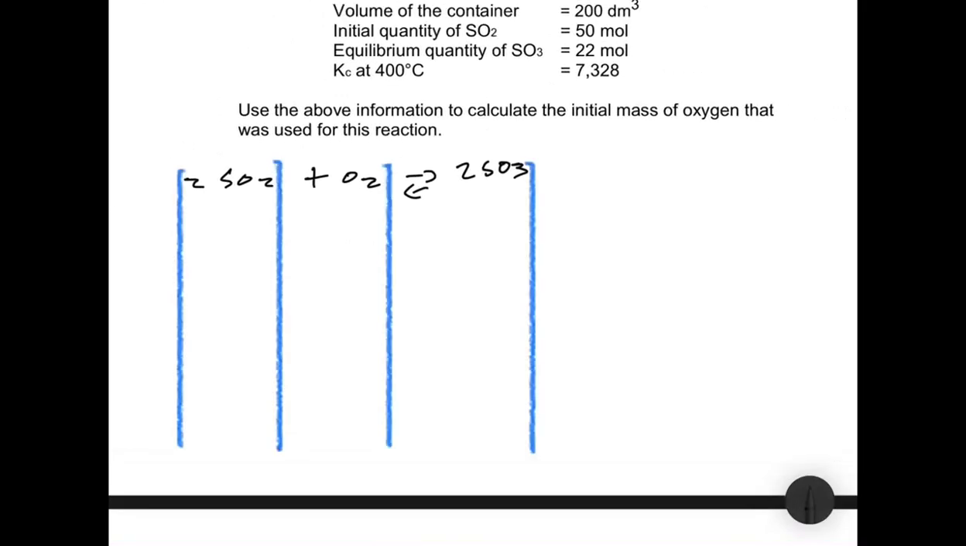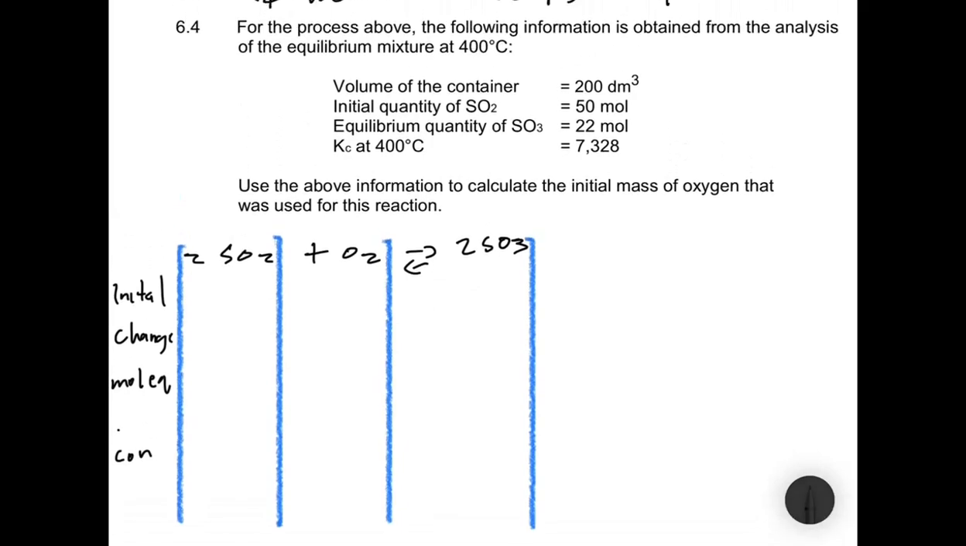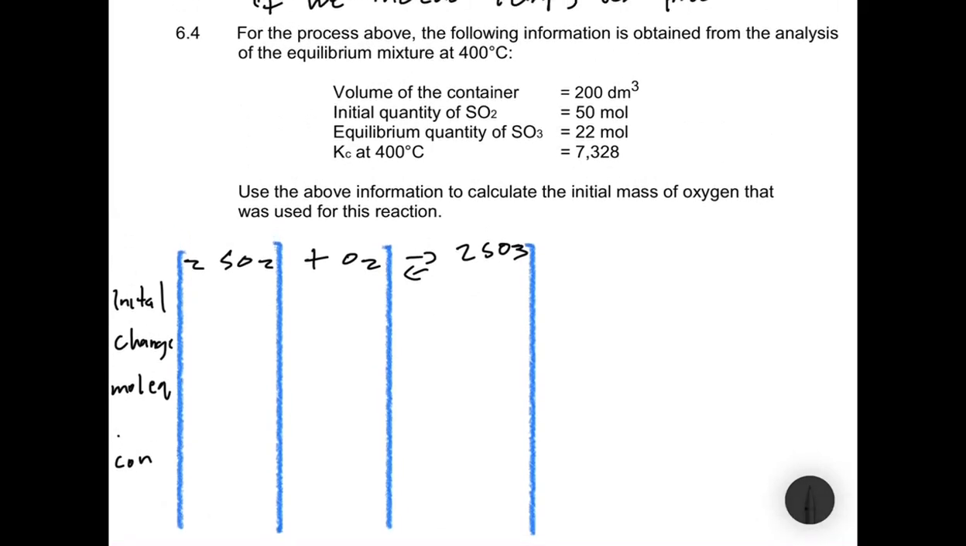So we have 2SO2 reacting with O2, and this is giving us 2SO3. We know that the reaction is reversible, so let's have that there. Here we need the initial number of moles, here we need the change, and here we have the moles at equilibrium, right? And then here we have the concentration. So initially we had 50 moles of SO2, so there goes our 50.